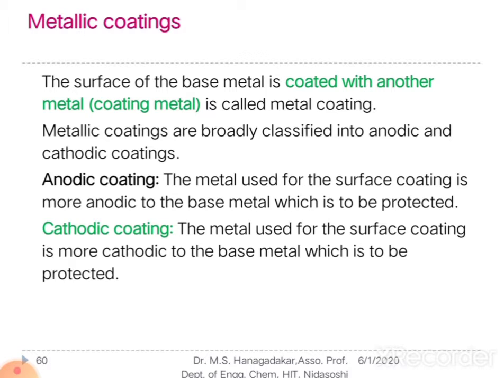In the previous video lecture, we came to know how to control corrosion by two important techniques. The first one is the sacrificial anodic method. The second one is the impressed current cathodic method.